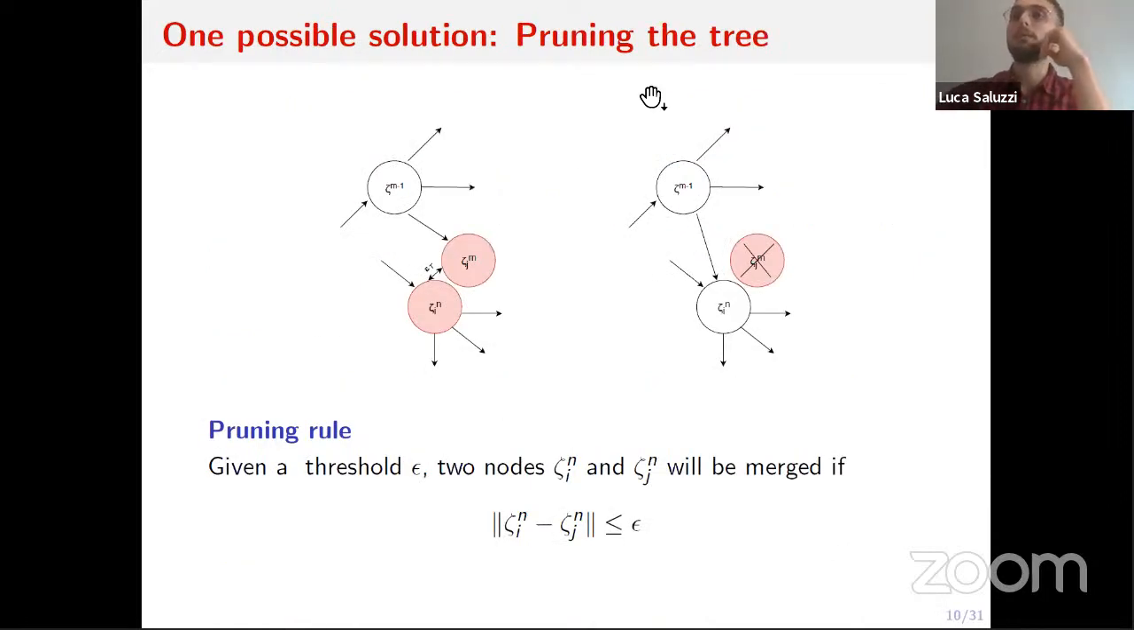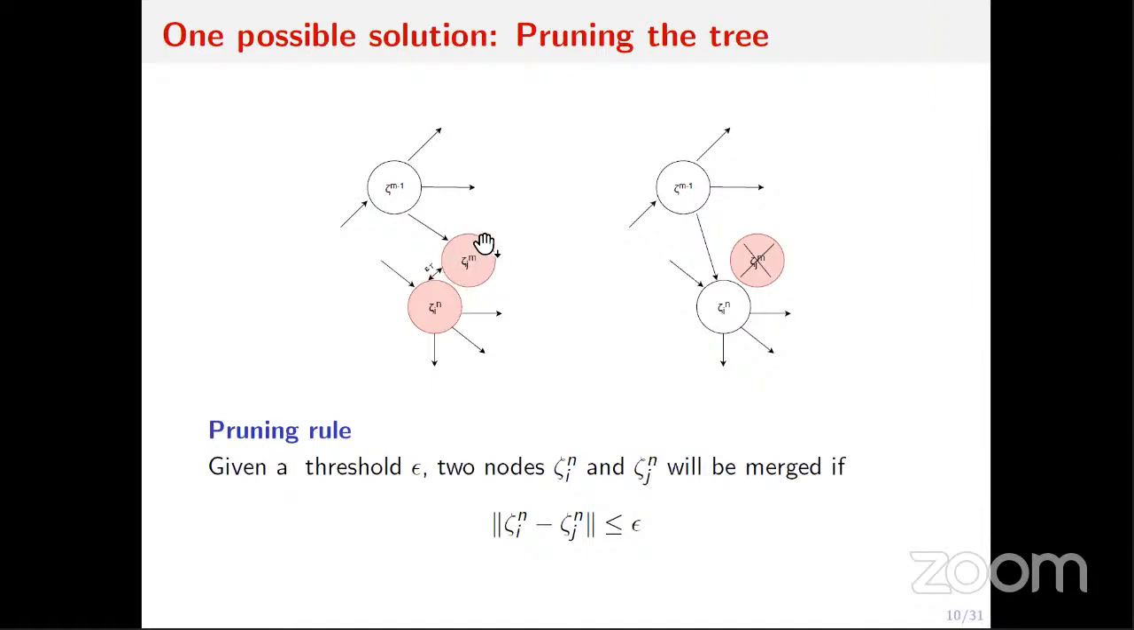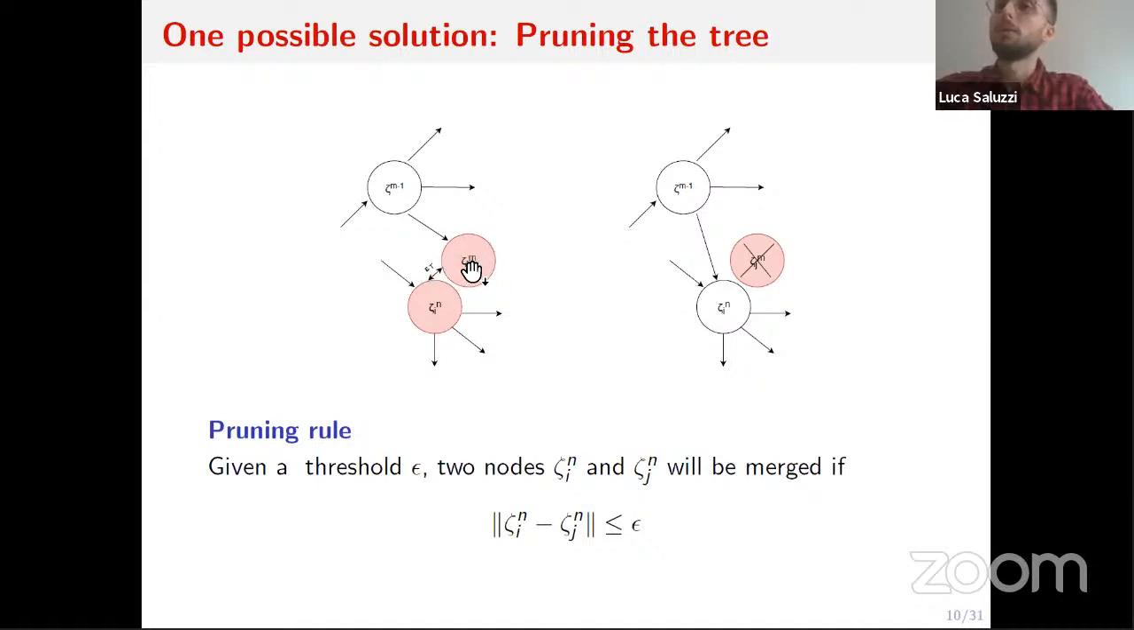One of the possible solutions is pruning. So what does it mean? Let's think that we have constructed a new node, this zeta is a new node. Then we compare this node with the already constructed nodes. If it verifies the pruning rule, so if it's close to another node within a tolerance, a threshold epsilon, what we can do is just erase this node and consider its father to point to the already constructed node. You can see that in this way we are deleting a node, but also all the subsequent tree. So if it is verified, we have a drastic reduction of the cardinality.